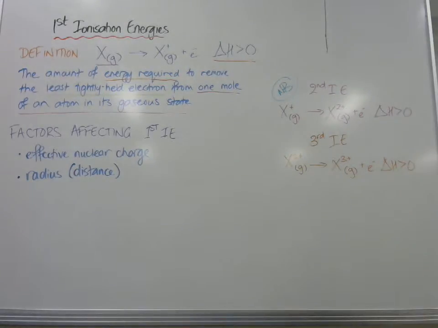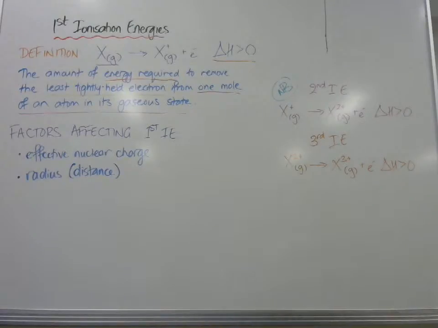However, what you do need to be aware of is that the p orbitals are a little bit further away from the nucleus than the s orbitals. Therefore, it's a little bit easier to remove electrons from a p orbital than an s.